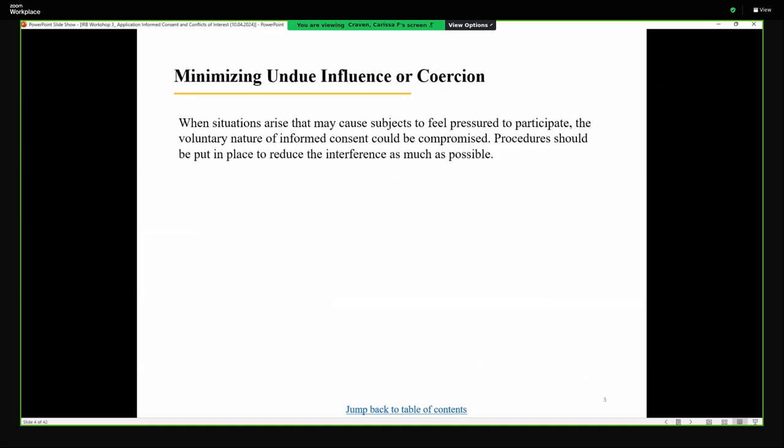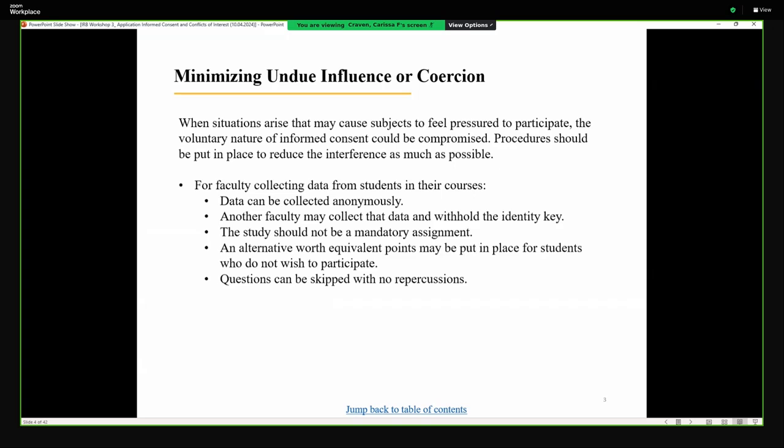So with that voluntary nature, you want to make sure you're minimizing any sort of coercion, undue influence, or anything that could impact the voluntariness of informed consent. So we want to make sure no one feels pressured to participate, that any procedures that might be perceived as coercion are minimized. So in our instance, it's a lot of faculty who may be collecting data from students or potential students. So ways to minimize that could be collecting data anonymously, having a different partner in the research team collect the data if they do not have that relationship with students, and potentially withholding the identity key.